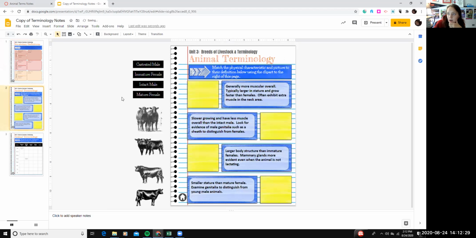Then for the next part, these are the types that we just went over: castrated male, immature female, intact male, mature female. You just drag and drop to the correct definition. For this one, it says generally more muscular overall, typically larger in stature and grow faster than females, often exhibit extra muscle in the neck area. So which one is that going to be? Castrated male, immature female, intact male, or mature female?